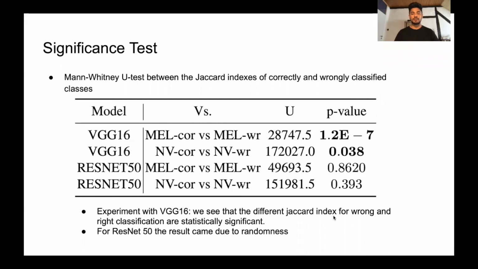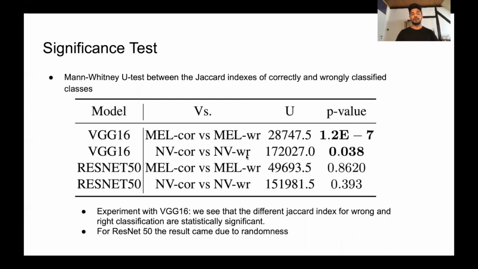To understand whether this Jaccard index and those threshold values came about by accident, we tried to do a significance test, and we did a Mann-Whitney U test between the Jaccard indexes of correctly and wrongly classified classes. For example, for the models VGG16 and ResNet 50, we compared the results of melanoma correct and melanoma wrong, and we find that the p-value is 1.2 times 10 to the power minus 7.